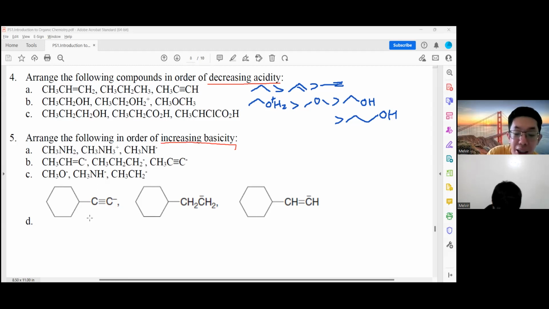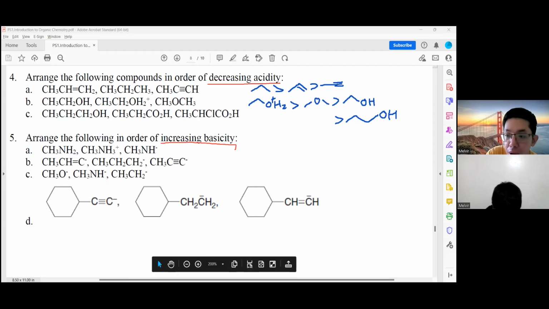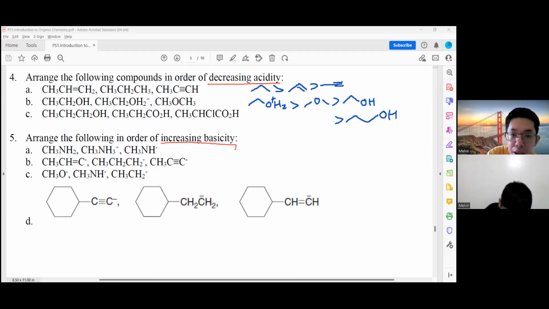So decreasing acidity yan, ha? Again, you start first with the most acidic one, then followed by the intermediate acidity, then next will be the last, the least acidic. For number 5 naman, increasing basicity. You start first with the least basic, and then intermediate basicity, then the most basic.